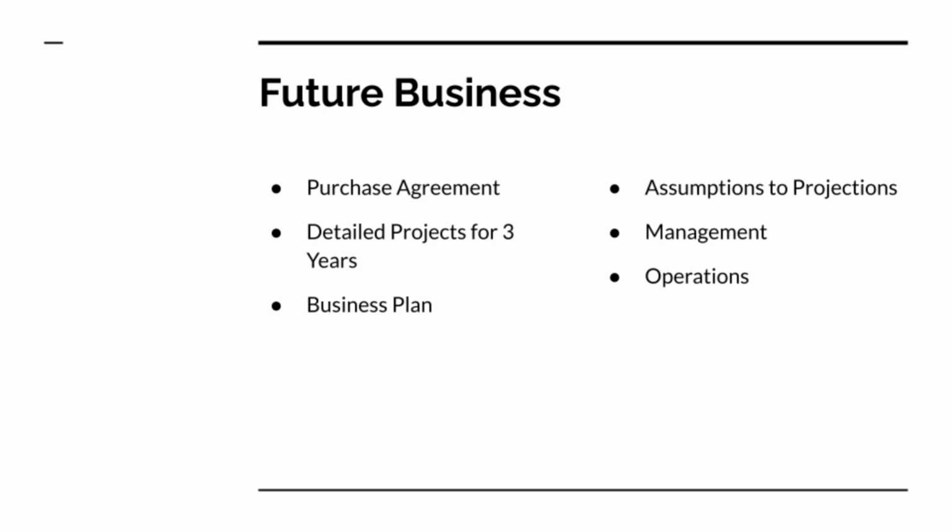They want to see the detailed projections for 3 years, making sure that once you buy this business, you will have the funds to operate it for 3 years and what you see the revenue being, along with a business plan. The business plan should include the assumptions to projections, which would include how you came up with those numbers and what could affect those numbers, along with management, who's going to be doing what. This could be resumes, this could just be like a brief paragraph, along with operations, how you plan on actually operating and what you do to make money.